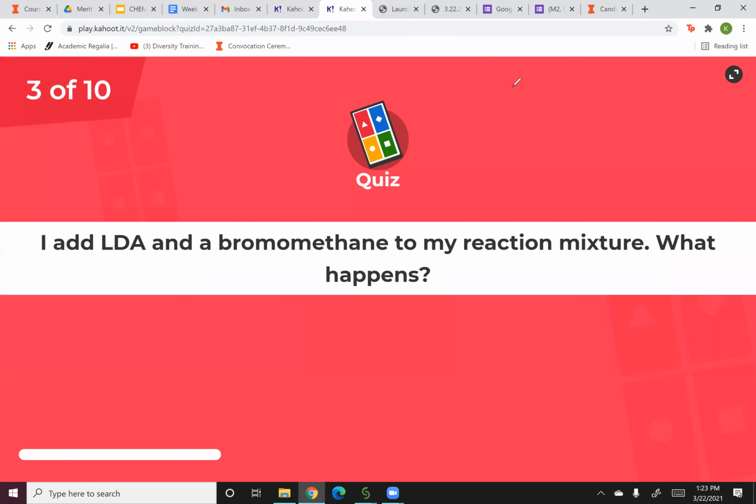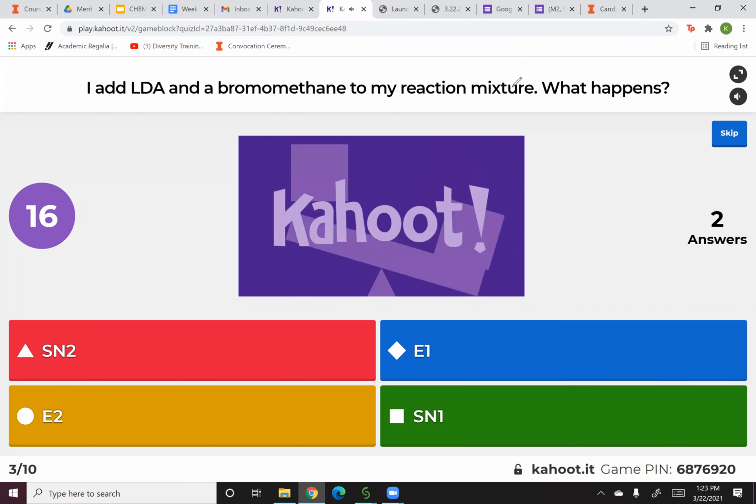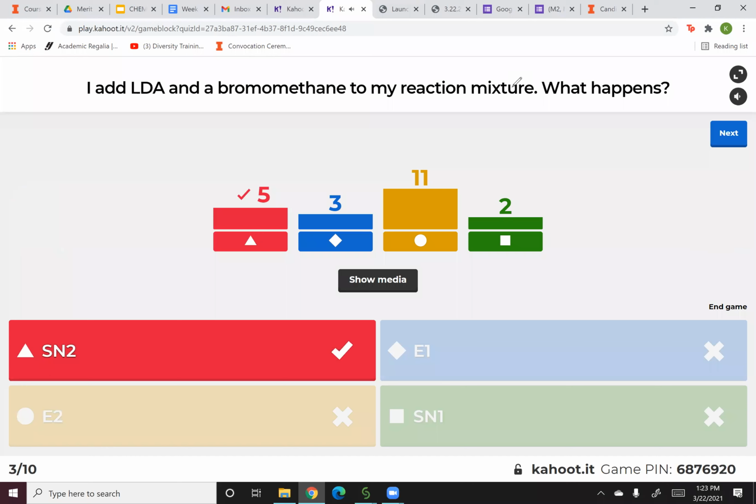Okay, question 3. I add LDA and bromomethane to my reaction mixture. What happens? All right, so you guys are big fans of E2 here, which makes sense because how would we classify LDA in terms of its nucleophilicity and basicity? What kind of base? It is a strong base.